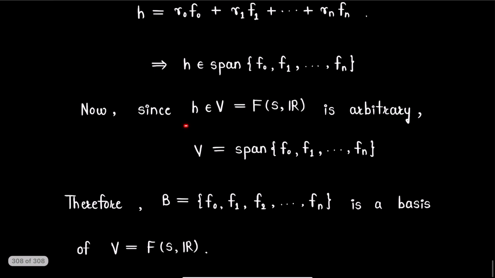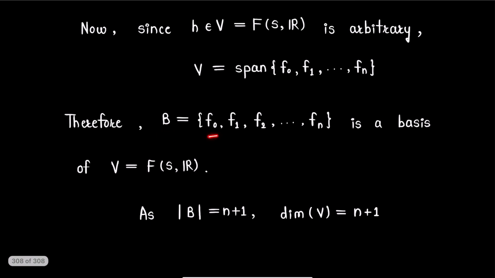Now as h is any arbitrary function in this vector space V, we can conclude that our vector space V will be span of the functions f0, f1 up to fn, and thus set B spans the vector space V, which is also linearly independent, and therefore set B containing functions f0, f1, f2 up to fn will form a basis of vector space V. Now as cardinality of set B is n plus 1, as there are total n plus 1 functions here, therefore dimension of vector space V will be n plus 1, since we know that dimension of vector space V is number of elements in its basis. And this completes our solution.